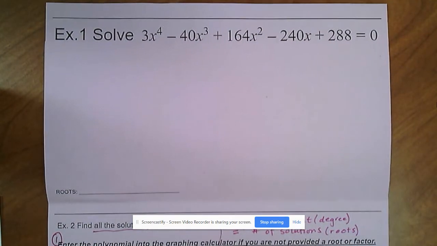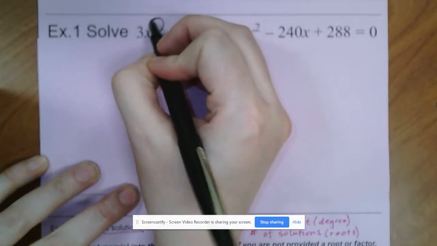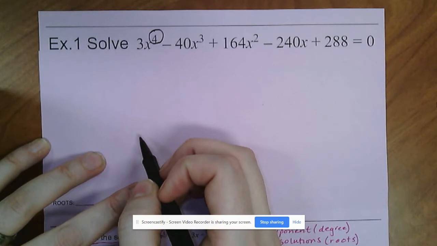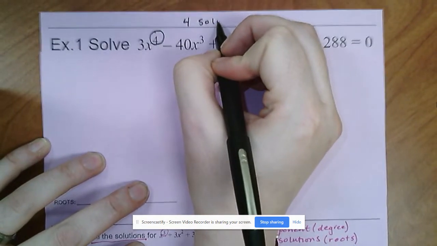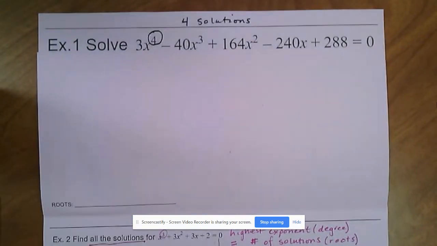Okay, so the steps are going to be incredibly similar to this, except there's going to be a little bit of an added wrinkle. So we spoke before about when you see this in standard form, we can look at our highest exponent and we can know how many solutions there are going to be. So in this case, there are going to be 4 solutions.